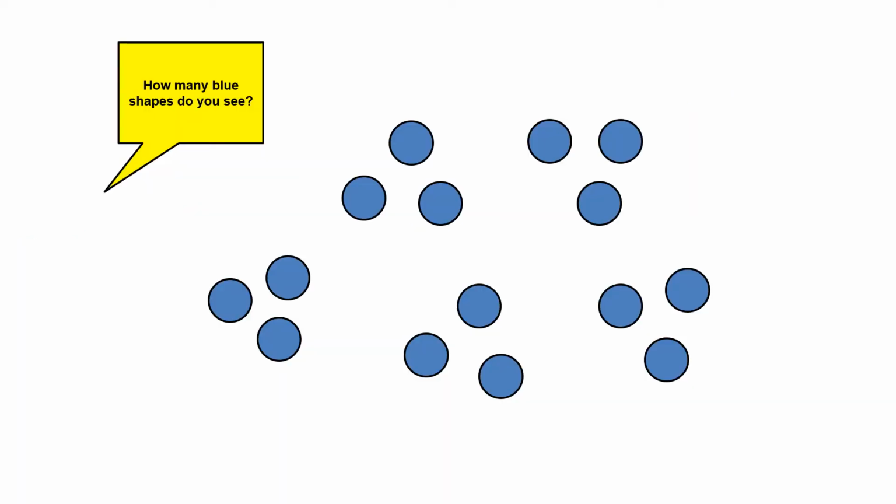How many blue shapes do you see? There are 15 blue shapes. How did you know that there were 15 shapes? Did you count each dot one at a time? Did you see the different groups of dots? Did you see the dots in different groups, like 5 groups of 3? How did you count your 5 groups of 3?